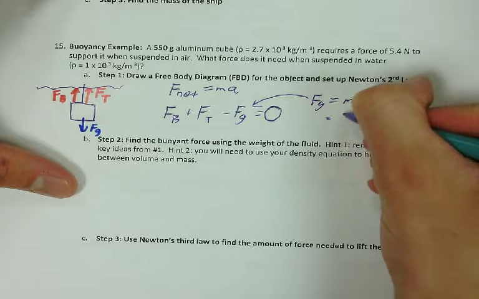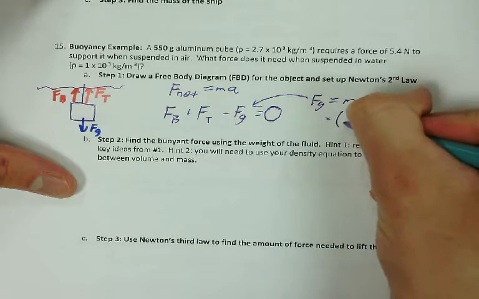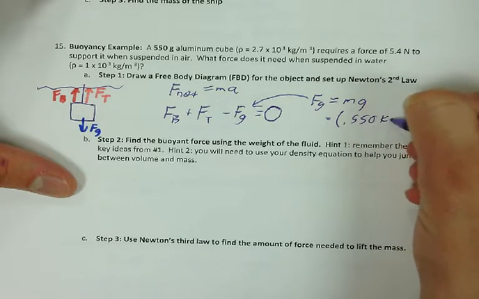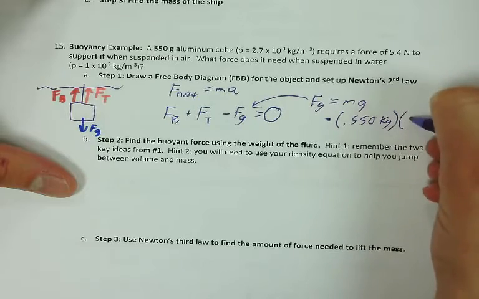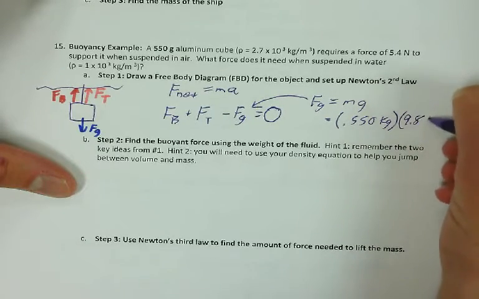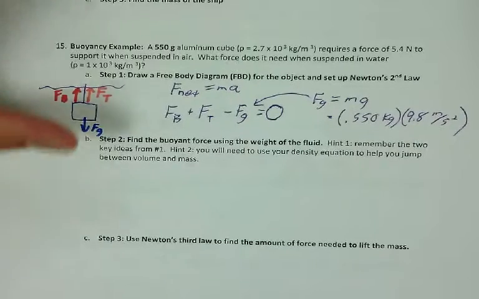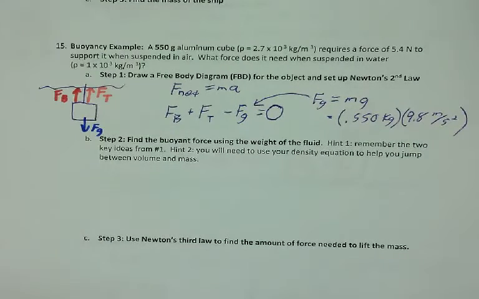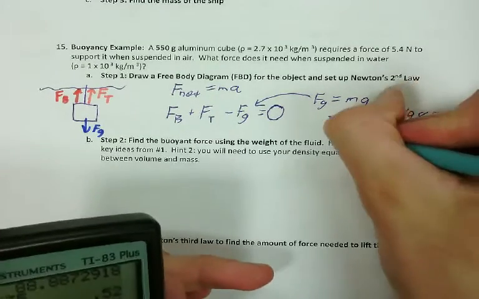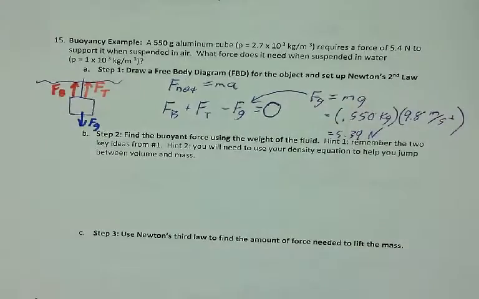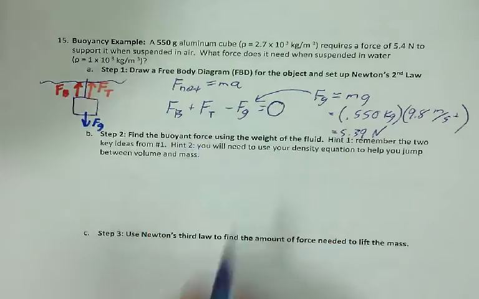So this is a 550 gram cube. It needs to be in kilograms, so it's 0.550 kilograms times g, which is 9.8 meters per second squared. So that's easy enough to figure out what that value is. I'll go ahead and do that now. 0.55 times 9.8 gives me force of gravity 5.39 newtons. But I need to find the buoyant force somewhere.